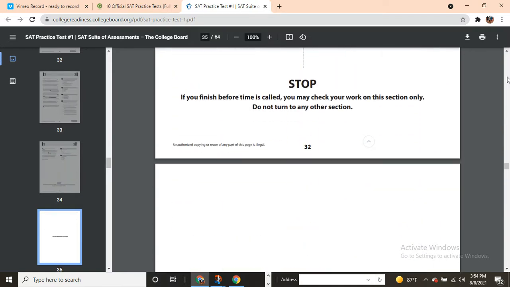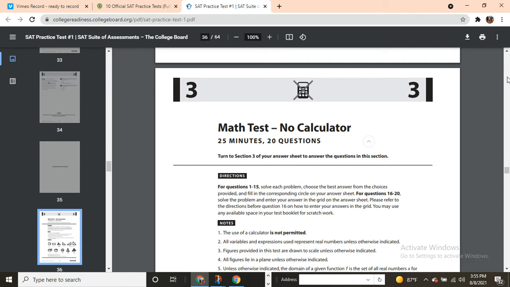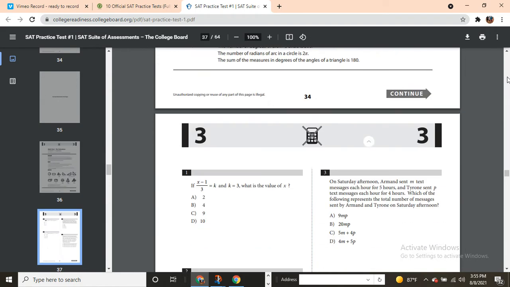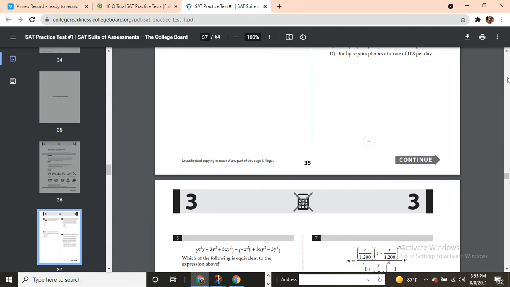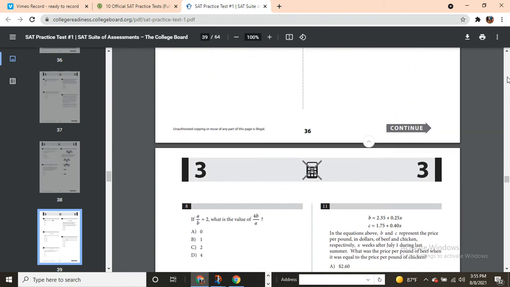Let me show you guys. Here is the section. Maths without calculator. It has 20 questions, and you have to tackle it within 25 minutes. So you need to be very quick as you answer. The questions are not hard. They're the things that you had done in your high school.